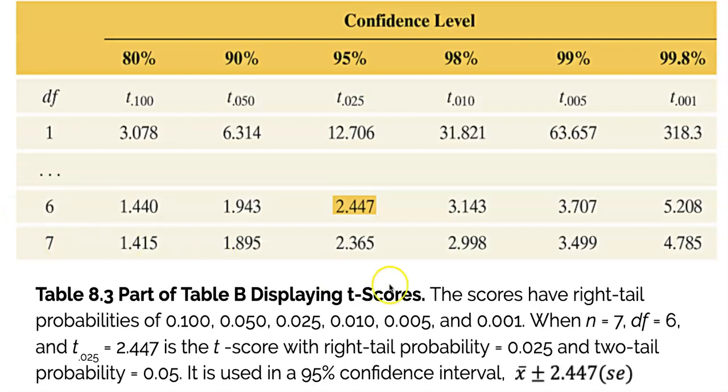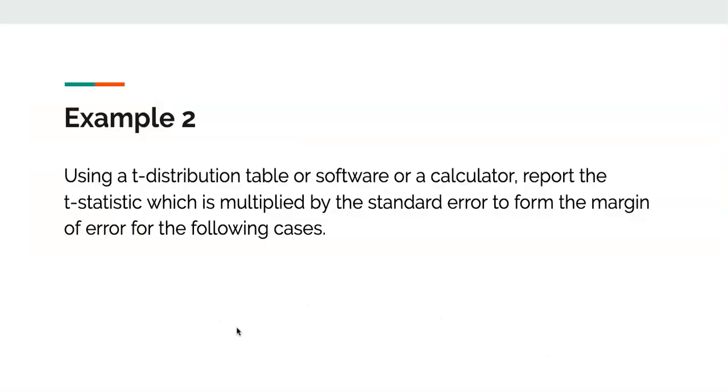All right, let me read this. The scores have right tail probabilities of 0.1, 0.05, and you know how they got these numbers. If you have 80% in the middle, you have 20% to the left and right of it together. So half of 20% is really 10% to the right, and so on. But I'm not going to use this table method because I want to be a little more accurate. So what we're going to do is use the t-distribution calculator, the t-calculator on StatCrunch.